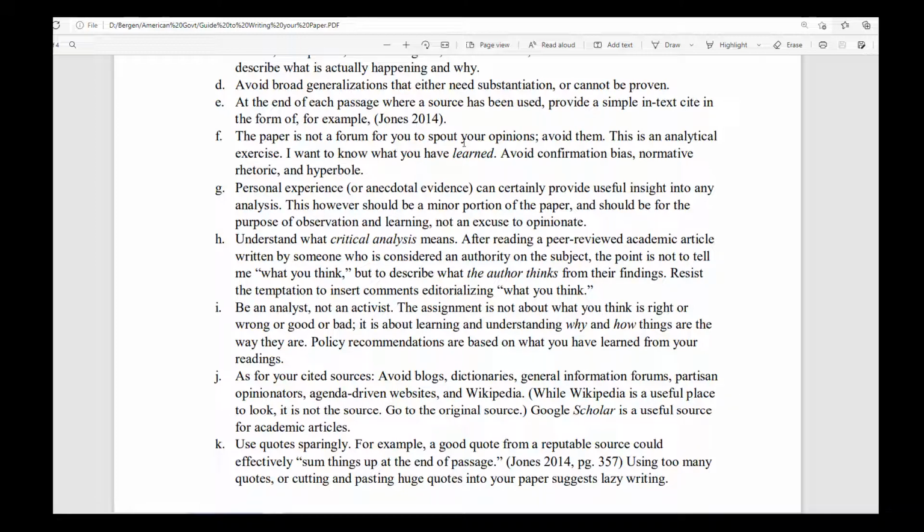Again, stay unbiased. Don't spout your opinions. That's not what the paper assignment is about. Anybody can do that. You don't need a college degree to go out and just tell everybody what you think. What we're trying to do is figure out how to learn and understand things. That's what we're trying to do with this assignment.